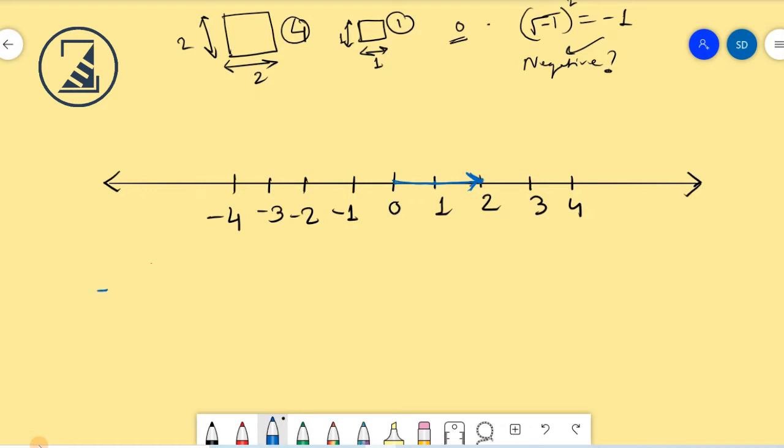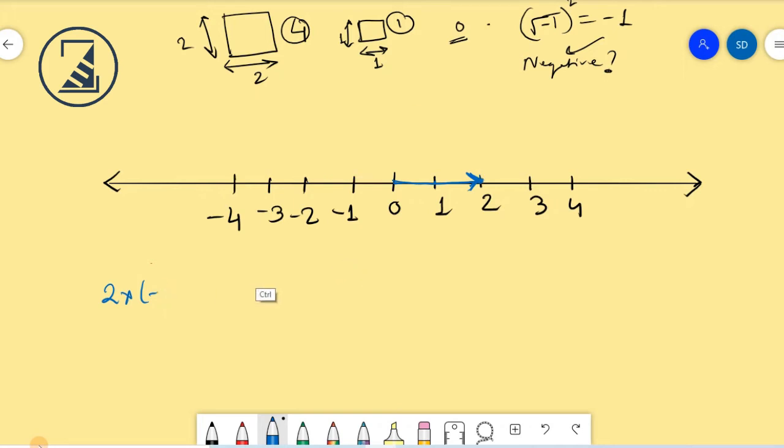What happens when we multiply 2 with -1? This is nothing but negation of the number. What happens is this number is rotated through 180 degrees, and this is my -2, right? This is a 180 degree rotation.